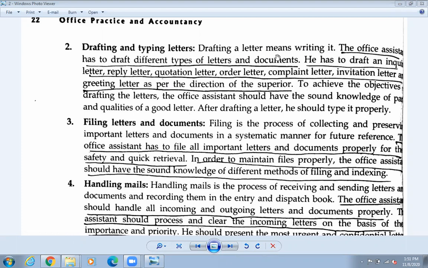So the office assistant has to draft different types of letters and documents. He needs to write, and rather than handwriting, he needs computer knowledge for typing the letters. He has to draft an inquiry letter, a reply letter. Suppose in our organization, you are in the rice department, the department that sells rice, a retailer, kirana shop.